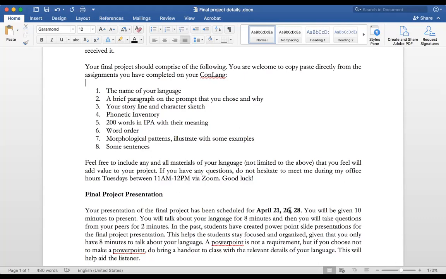So what does it mean? What do the words mean? Then the word order of the language, morphological patterns with some examples, and some sentences. Very often my students just do 1, 2, 3, 4, 5, 6, 7, 8, all the way to 200. Just number it, write the word.